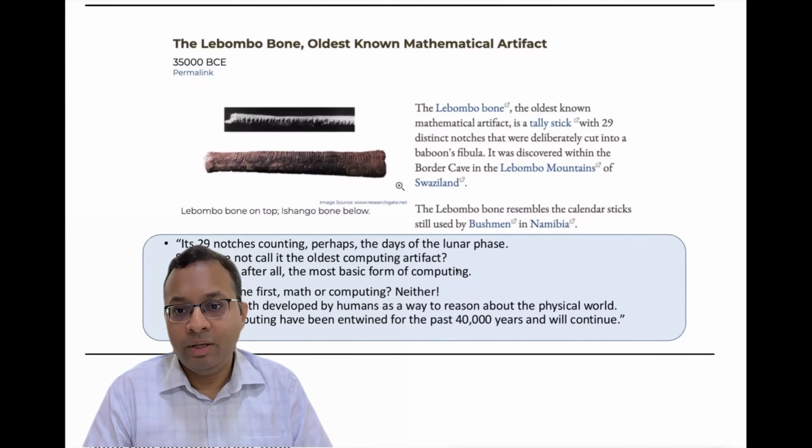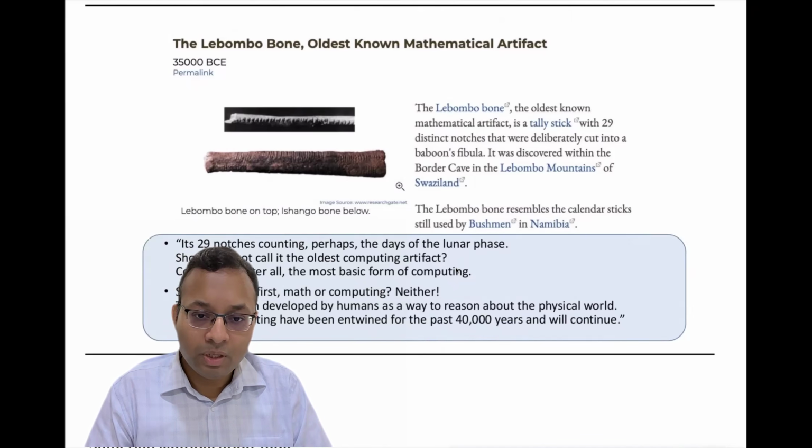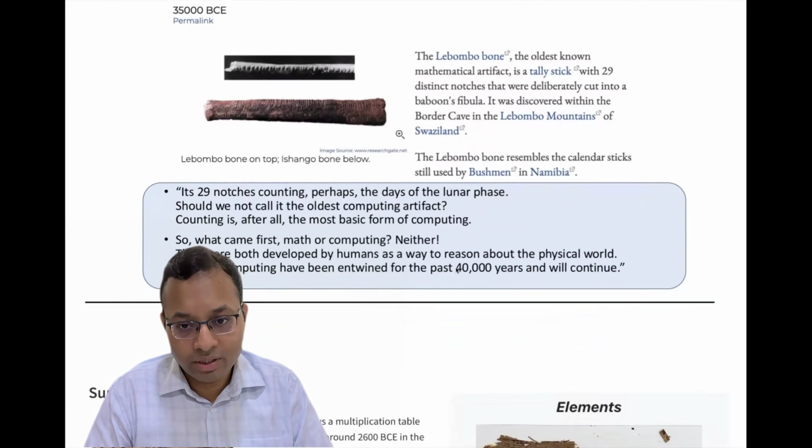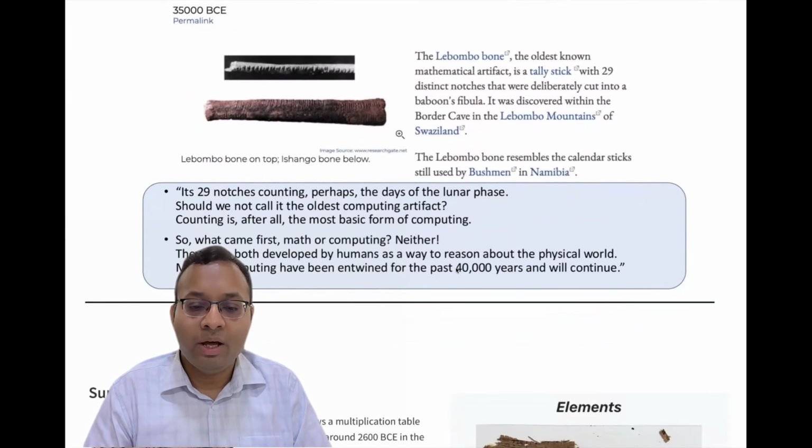It's a tally stick, and there are 29 distinct notches which were deliberately cut into a baboon's fibula. These 29 notches were counting the number of lunar phases. It's a counting artifact, and as we know, counting is a basic form of computing. So this is from around 40,000 years back, the first mathematical artifact as well as the first computational artifact.